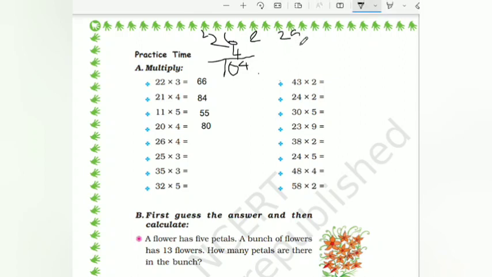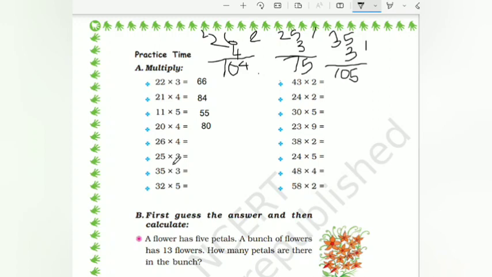25 times 3. 3 times 5, 15. Balance 1. 3 times 2, 6, plus 1, 7. 75 is the answer. Then 35 into 3. Right here as 35 multiplied by 3. 3 into 5, 15. Balance 1. 3 into 3, 9. 9 plus 1, 10.